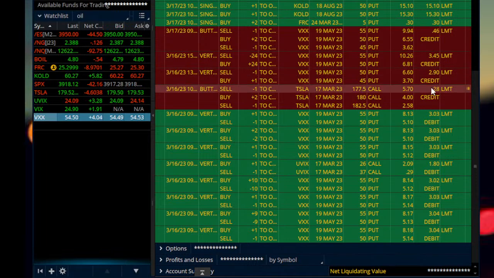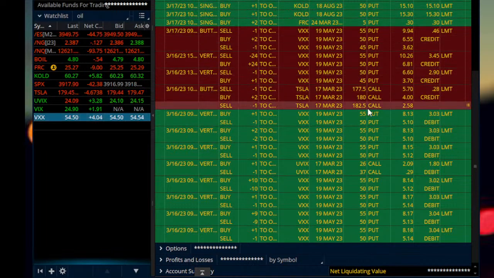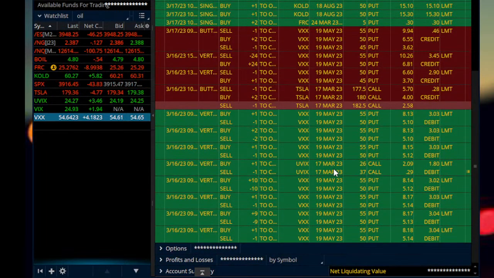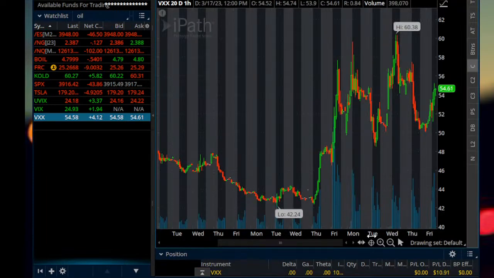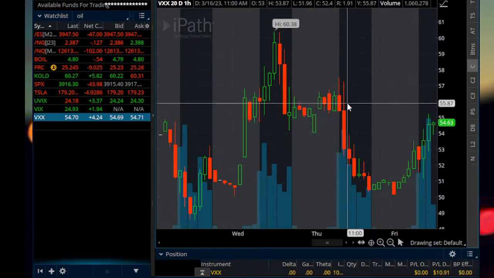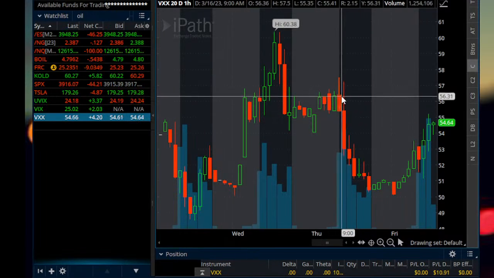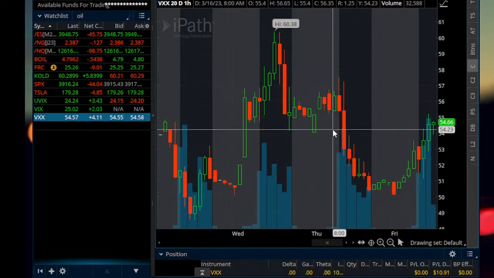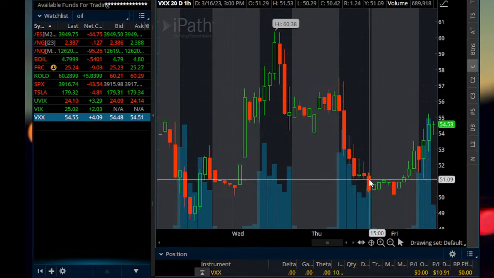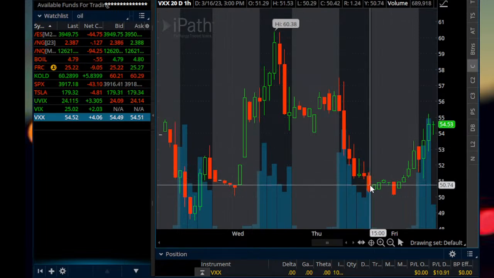And also you can see me covering my UVIX spread that I was short, for, I think, a $17 loss. But regardless, nice big winning day yesterday. And essentially, if we look at the chart for yesterday in VXX, you can see I got short VXX here by buying put spreads, and I covered it down here. So VXX dropped from 56 down to 51. It was around 51.20 when I sold the spread back out.